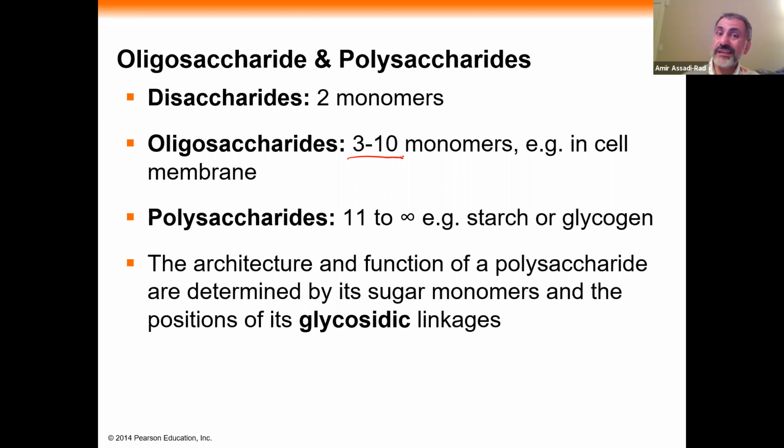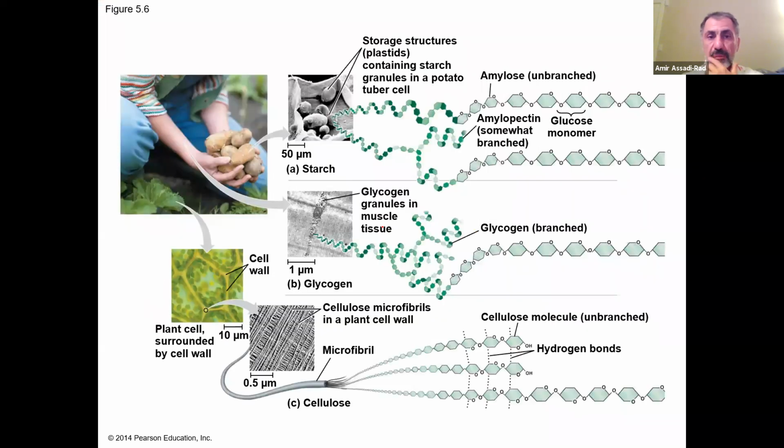And then polysaccharides, from number 11 to infinity, there is no set number, like starch and glycogen, which are polysaccharides. The architecture and function of polysaccharides are determined by their sugar monomers and the positions of the glycosidic linkage. Glycosidic linkage has two types, alpha and beta. So here is a sugar molecule found in potato, starch. You should know that starch is either straight or branched, okay? So starch molecules in potato or rice are either straight or branched, like here or here. So that's a starch molecule.